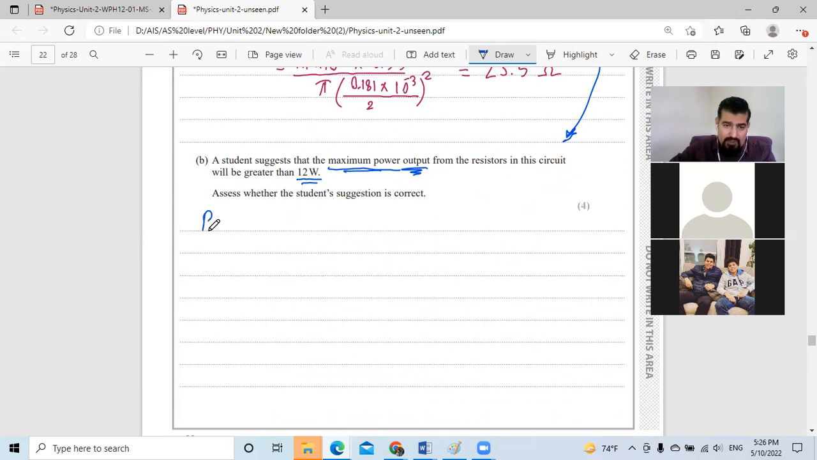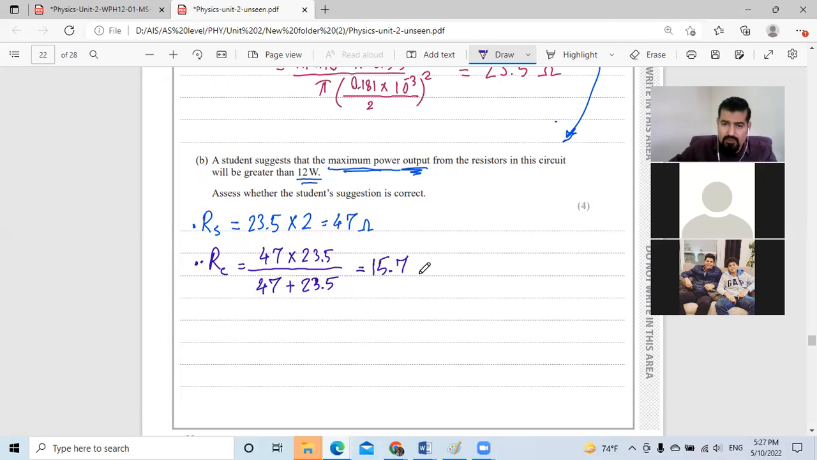Now, what do we have? We have resistors in series, and we have the total resistance in parallel. So the resistors in series are 23.5 multiplied by 2 because they are connected in series, which is 47 ohms. This is the first part. Second part, we need to find the total resistance combination, which is 47 times 23.5 over 47 plus 23.5, and by using the calculator it will be 15.7 ohms.